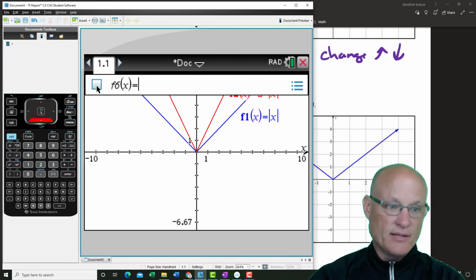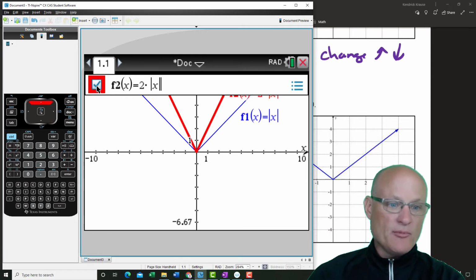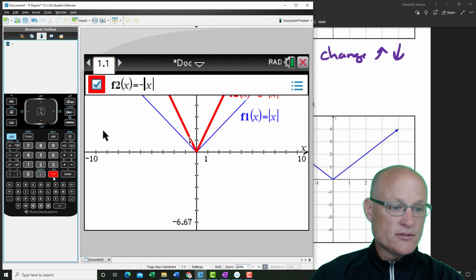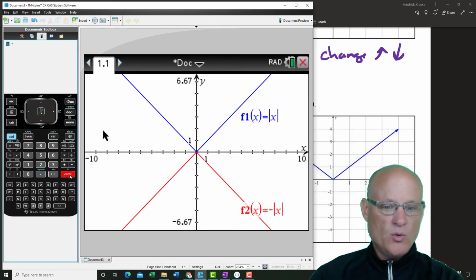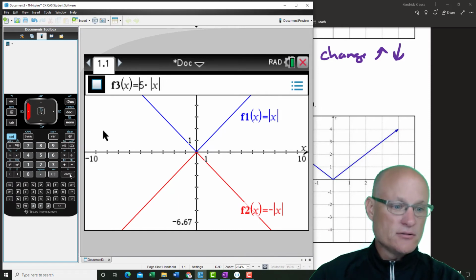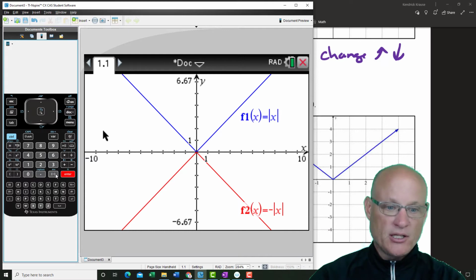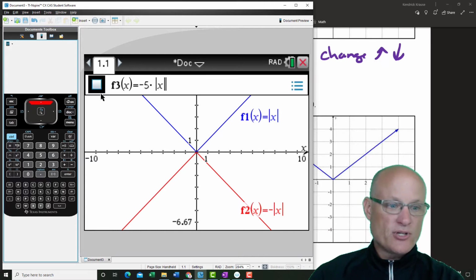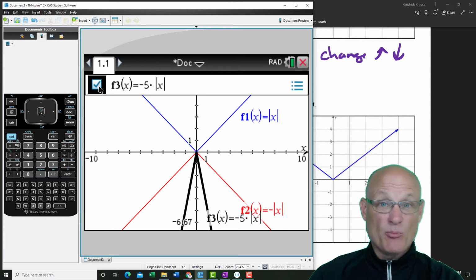So I don't have to delete them. But now I'm going to go back up to that red one, and I'm going to throw a negative in front. I'm just going to get rid of the 2, though. Let's see what happens. Ooh, it went down. And then when I put a -5 in there, oops, I forgot to check it, put the check mark in, -5, it goes down but steeper.